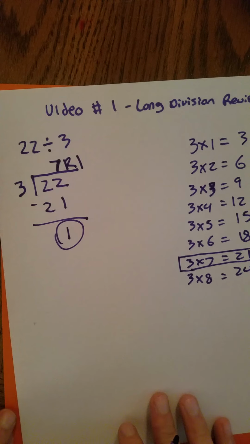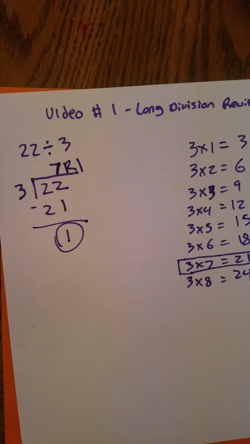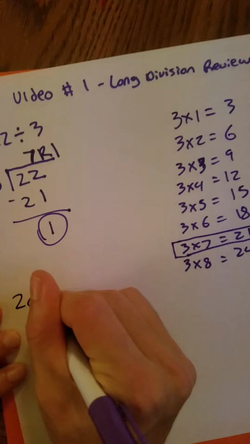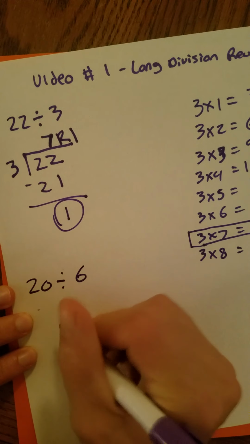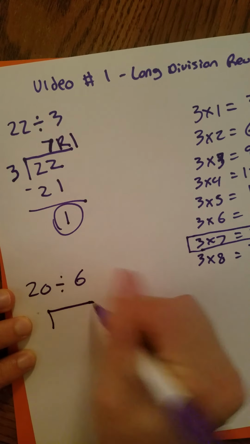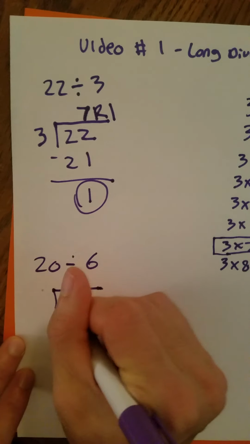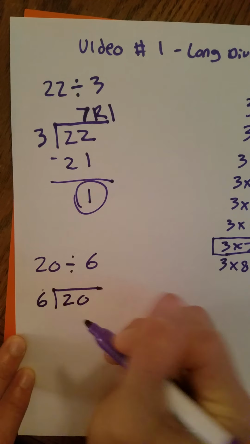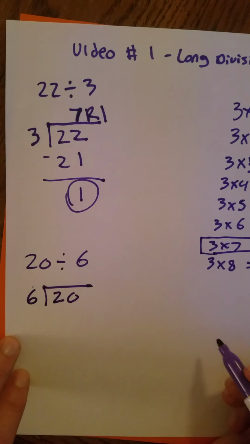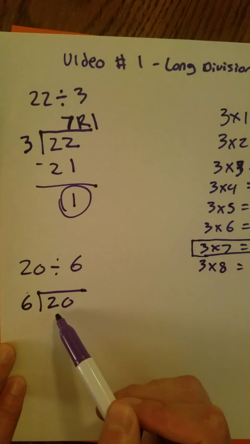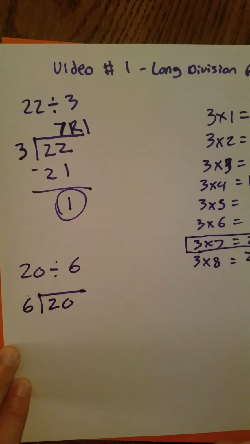Let's do one more. We'll do 20 divided by 6. Same steps. We're going to represent this in long division form with the dividend in the house, the divisor outside. And now we're going to write out our multiples of 6 to get as close to 20 as we can without going over, because we know that 6 doesn't go into 20 evenly.